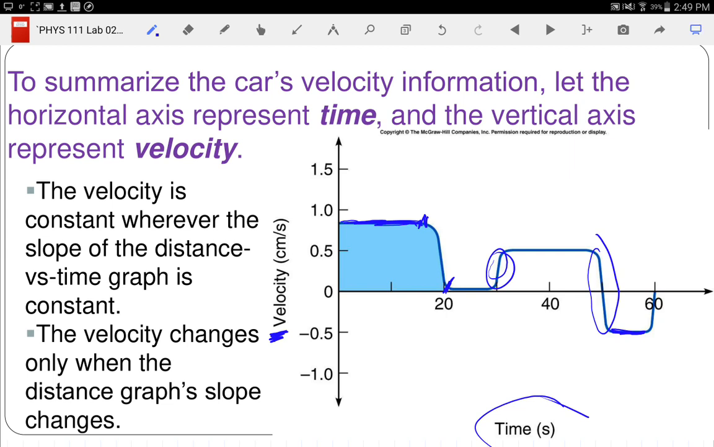So we can read this and it starts to make sense. You can see the motion in your head, so to speak, by looking at the graph. That's why we love graphs in physics, because you can see how the data is working by looking at the graph.